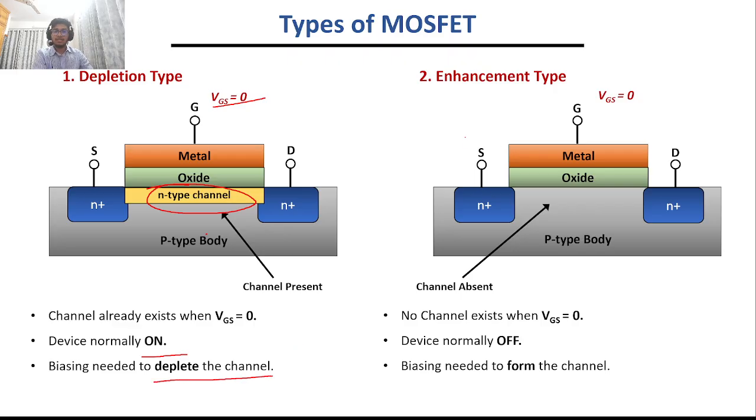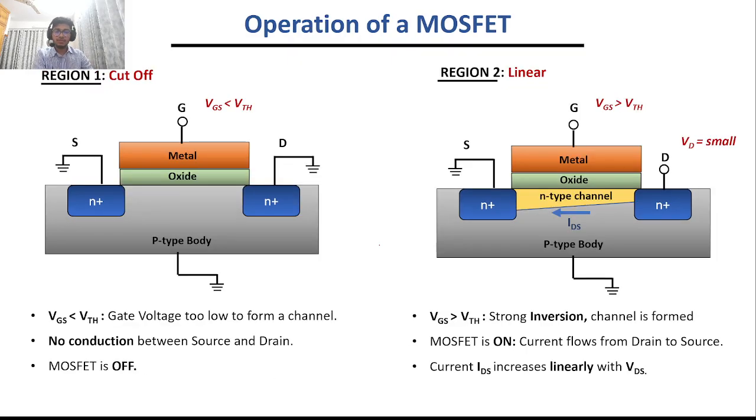On the right, you can see an enhancement type MOSFET where there is no channel when the gate voltage is zero. So our device is normally off. So we need biasing to form the channel and to create a conduction path. Now in today's lecture, we'll be focusing on the operation of an enhancement type MOSFET.